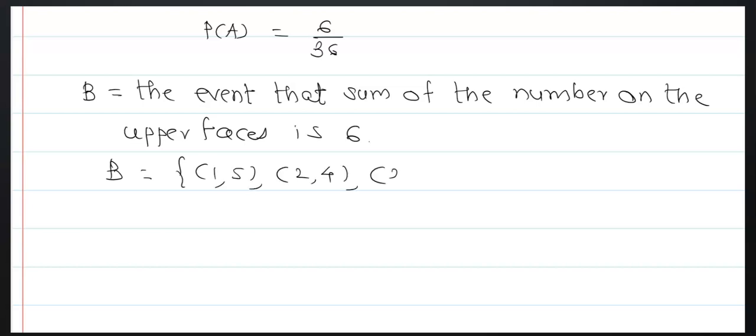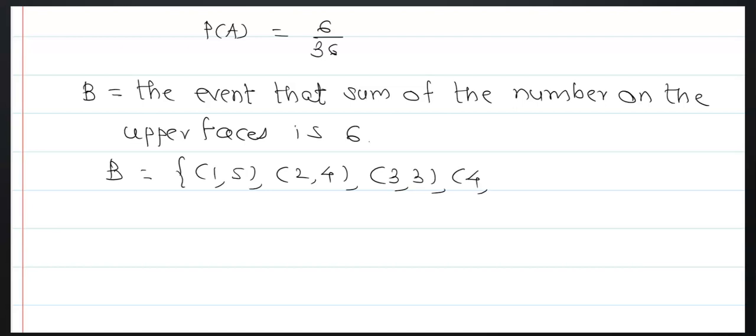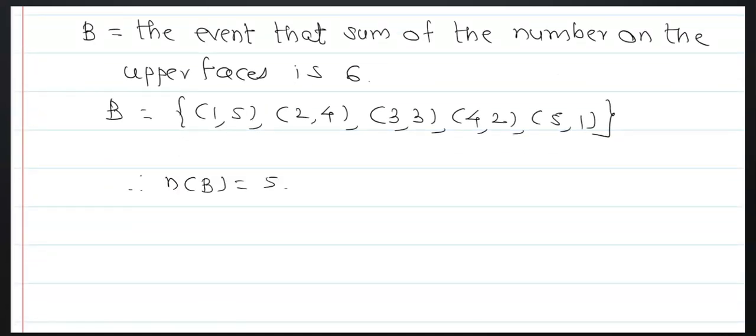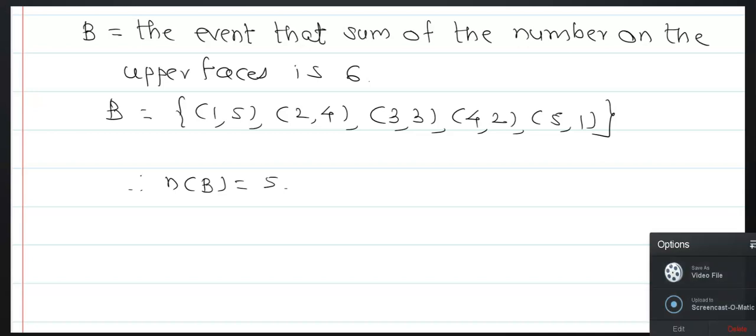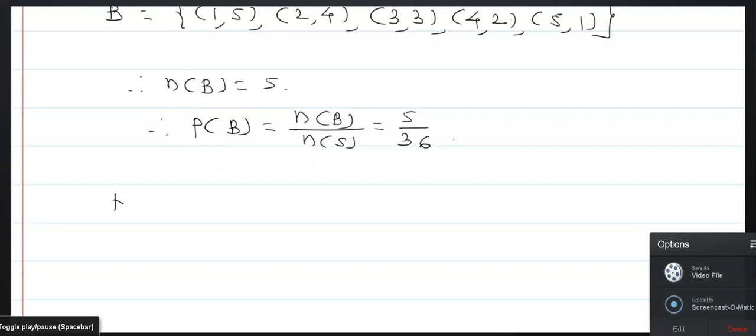Next is B, the event that the sum of the numbers on the upper faces is 6. Therefore, B is equal to, in curly brackets, 1-5, 2-4, 3-3, 4-2, 5-1. That is, the sum of their numbers is 6: 5 plus 1, 4 plus 2. Therefore, n of B is equal to 5. Therefore, P of B is equal to n of B upon n of S, 5 upon 36.